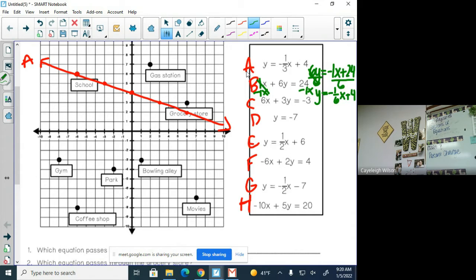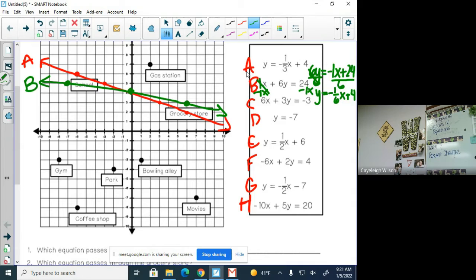So then I would graph that one. Its y-intercept is 4 again, but this one's a negative 1/6. So it's down 1, right 6, or up 1, left 6. And I'm going to call that one B.